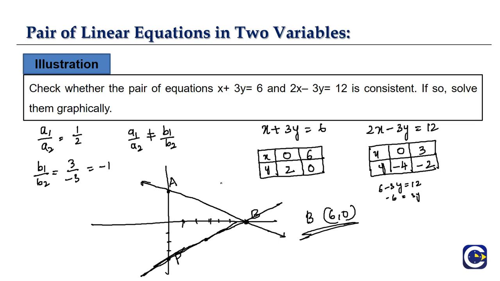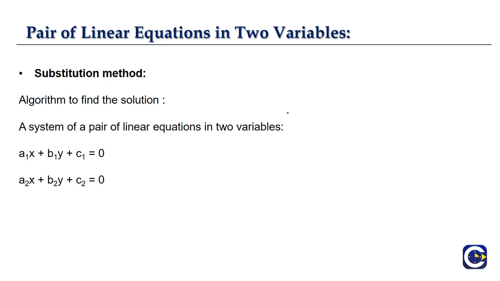So hence the solution using the graphical method of the given pair of equations is nothing but (6, 0), that is, x equal to 6 and y equal to 0. So this is our solution. Moving on to the next method of solving our pair of linear equations.